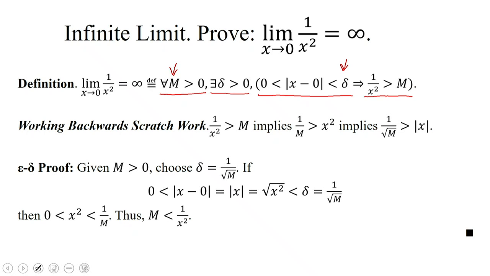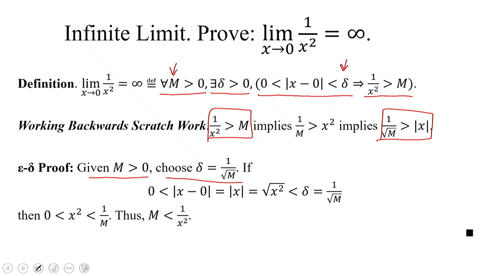So the backwards scratch work. We're working with 1 over x squared bigger than m, and that implies, cross multiplying, 1 over m is bigger than x squared. And in turn, you can take the square roots, and the square root of x squared is absolute x. You want absolute x to be less than 1 over the square root of m. So what does the proof look like? Well, given m greater than 0, choose delta equal to 1 over the square root of m. No need to take 2 steps to determine delta. We just do it straightforward.